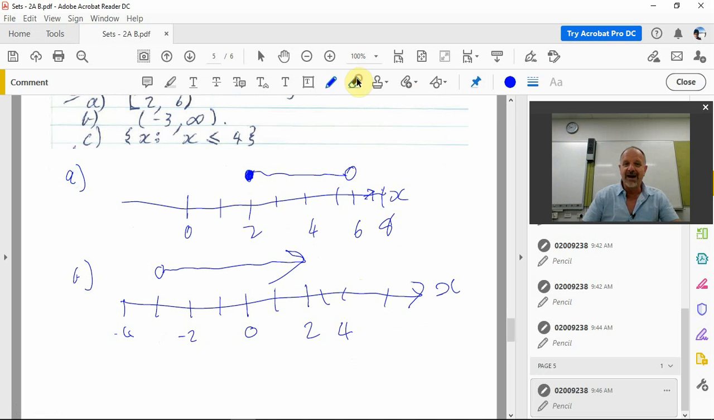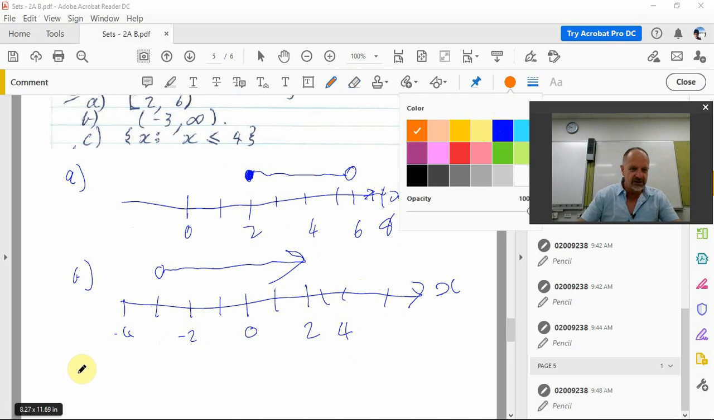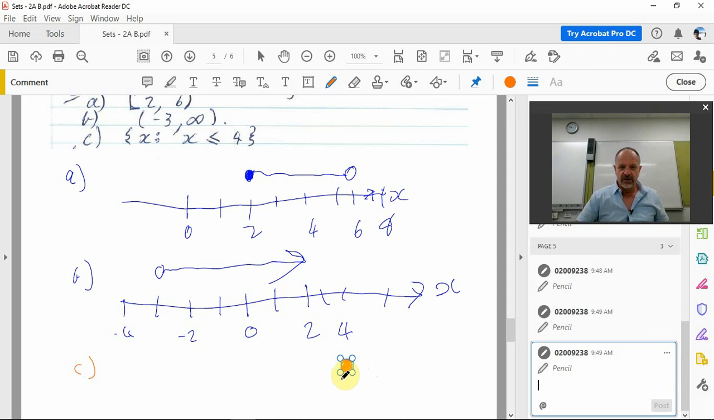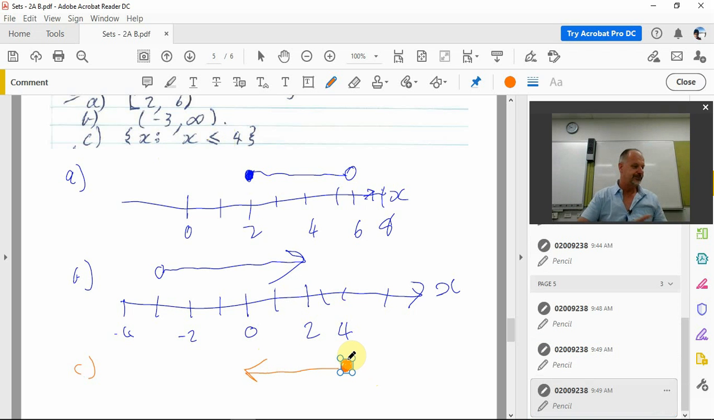Let me change my colour, and I'll do it in orange. So, less than or equal to 4, there's 4. The equals means it's included. So the less than or equals, and less than is that way. So we're going down that way, pointing with an arrow. All right, simple as that.